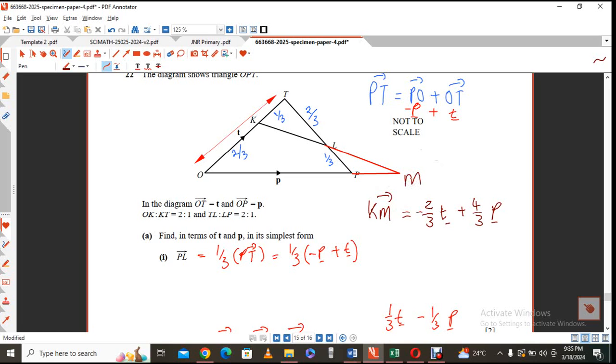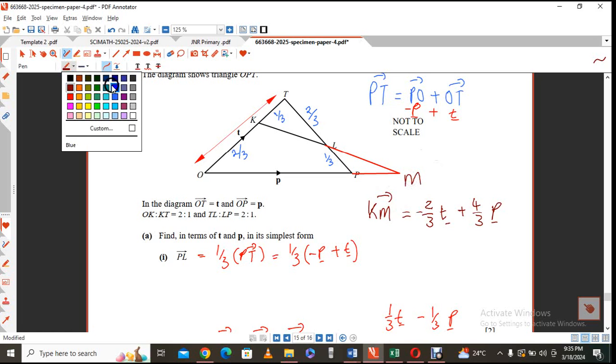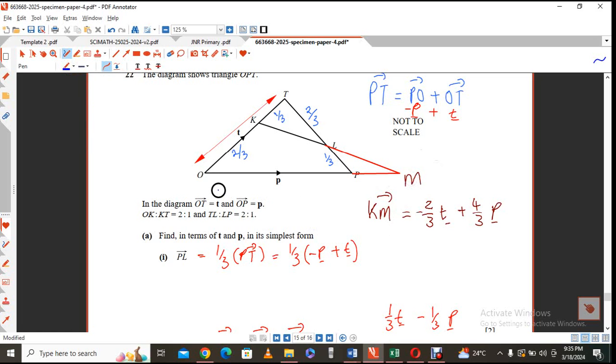And I'm going to rewrite this maybe using a different color so you can see. So I'm going to use my diagram. If I want to find OM, O to M, and because I don't know what P to M is, so O all the way to M, I'm going to go OK. Okay, that is OK plus, of course, that KM. And this is very important. And also you realize that OK is that 2/3 of T, plus whatever I have over there. And I'm going to use that answer and compare it to the distance OP.